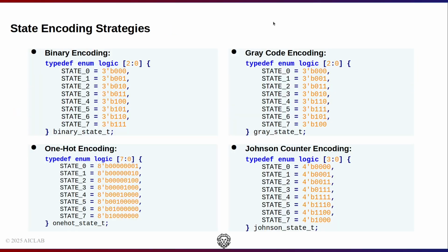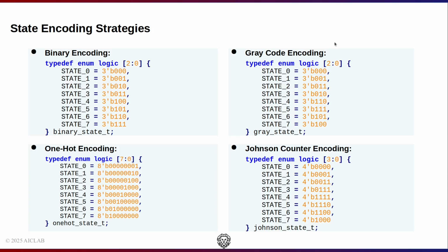State encoding strategies. Binary encoding is like a normal counter. It starts with 0, then 1, 2, 3. For encoding 8 states, we need 3 registers, as you can see here. In one-hot encoding, only 1 bit is set and other bits are 0. For 8 states, we need 8 registers in one-hot encoding.